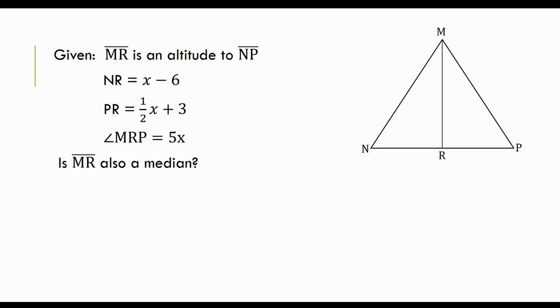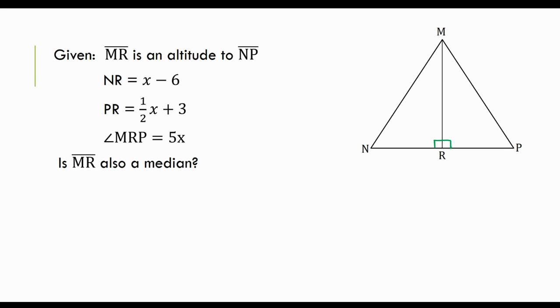Let's take a look at another one. Once again, I would suggest that you sketch the picture so we can mark it up. We're told that the segment MR is an altitude to the segment NP. Remember, an altitude is a segment drawn from any vertex of the triangle perpendicular to the opposite side. Hopefully we're okay with M being the vertex. That means that R down here is where we are forming our right angles. So I've got two right angles in this picture. They both happen to be inside of the triangle.